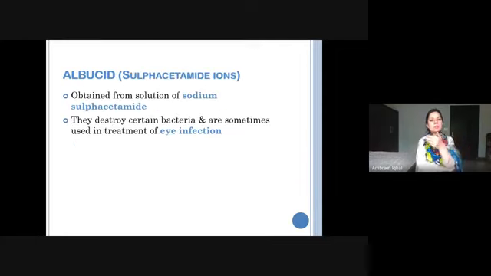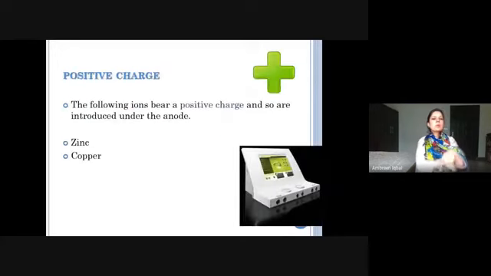Albucid is obtained from the sodium sulfacetamide solution. They destroy certain bacteria. They are bactericidal in action, and sometimes also used in eye infections, being bactericidal in nature. Now, positive ions. The positively charged ions, zinc and copper ions, are commonly used here, and we're going to use them in certain conditions. They are actually bactericidal in action, commonly used for this purpose.